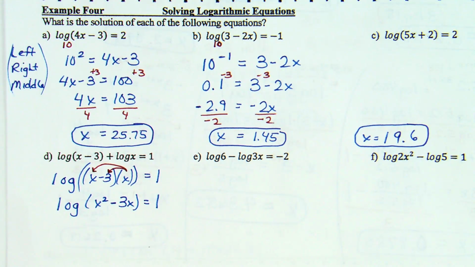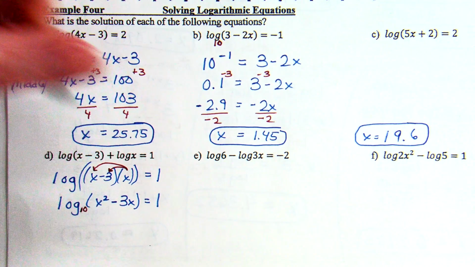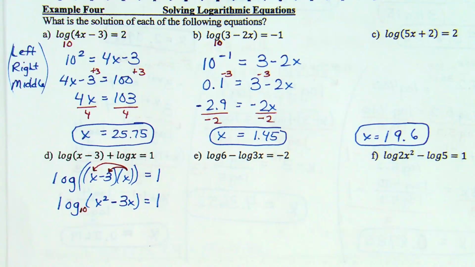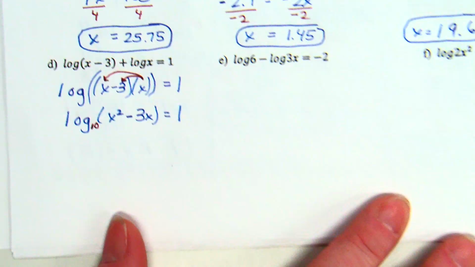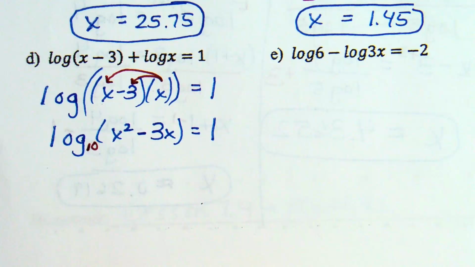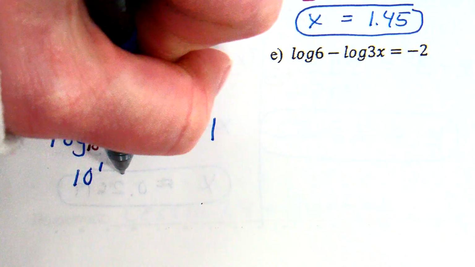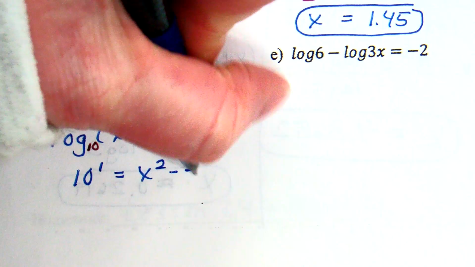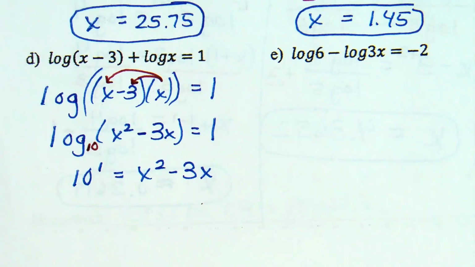What are we doing here to get out of this? Left, right, middle, which we have a base of 10. So left, right, middle is going to have me rewriting this as 10 to the first equals x squared minus 3x.